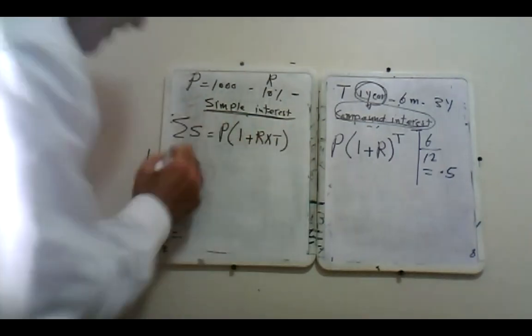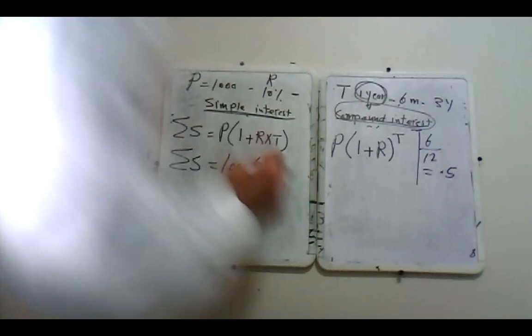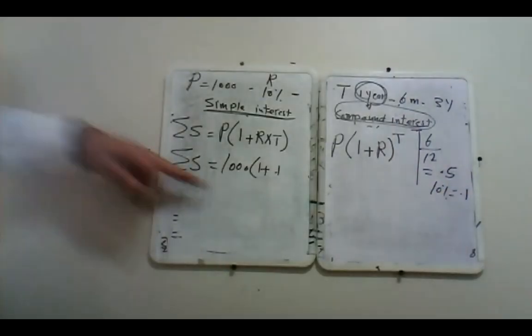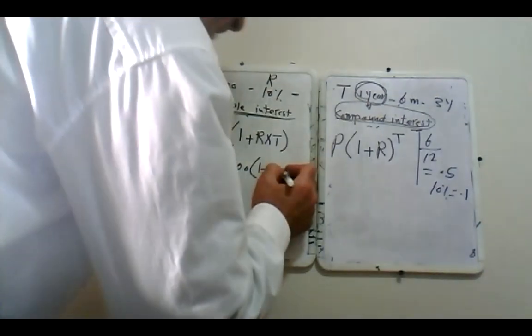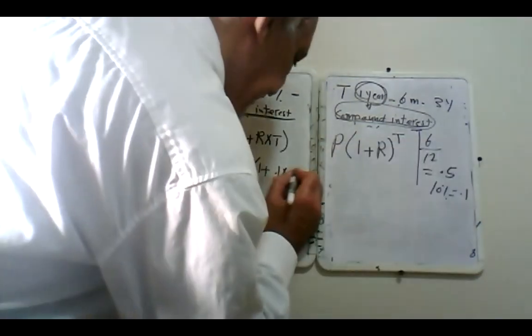Okay, let's go now for the example here. We'll calculate it first for simple interest. That means the principal is 1,000 multiplied by 1 plus R. The R is 10%, which is 0.1. Like I said before, 10% equals 0.1, so 1.1 multiplied by the time. The time here is 6 months, which is 0.5.